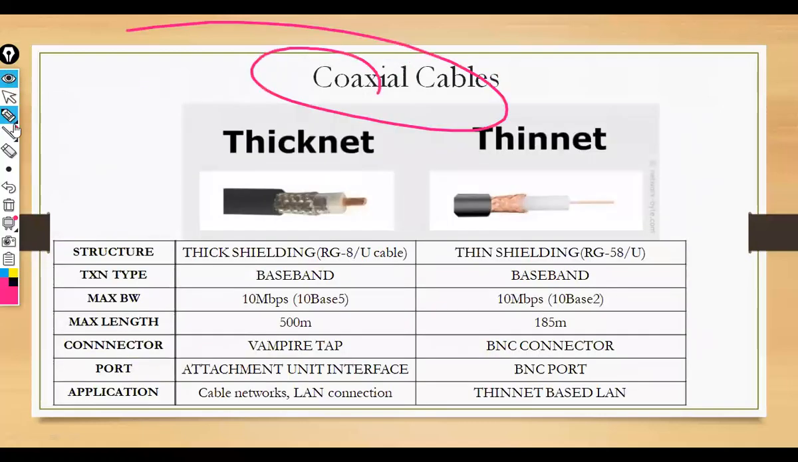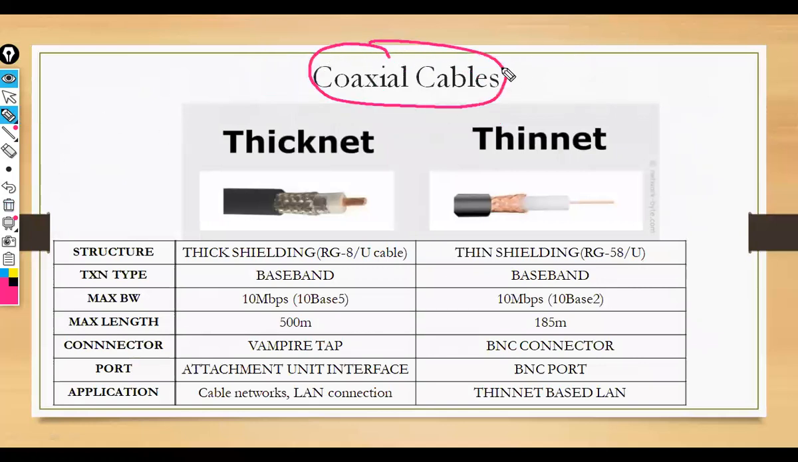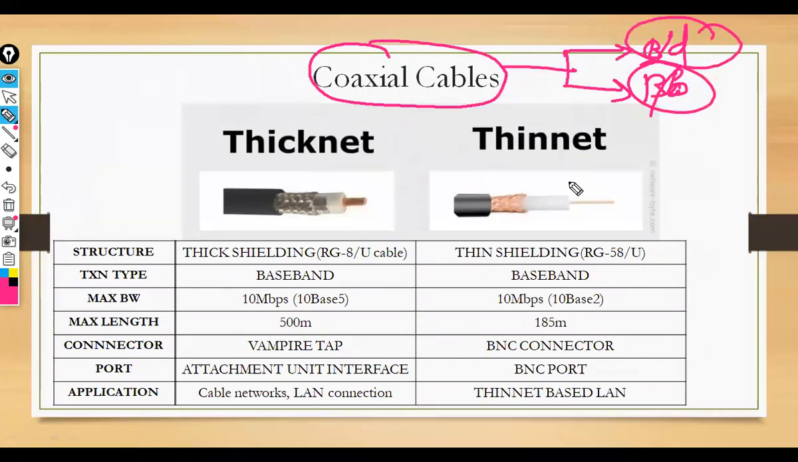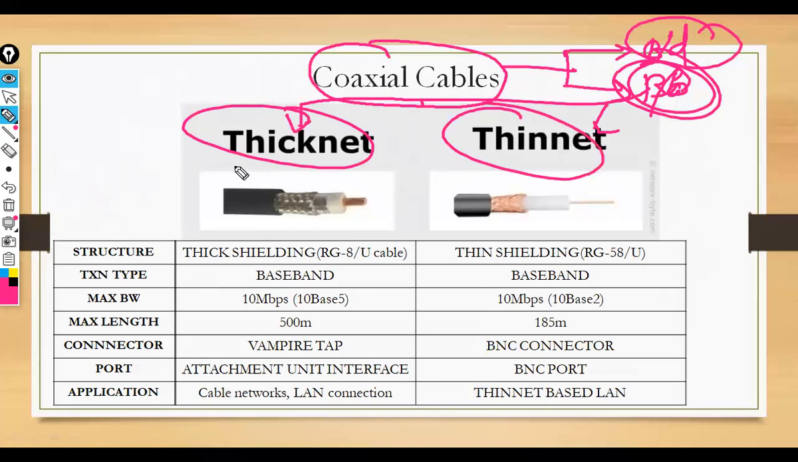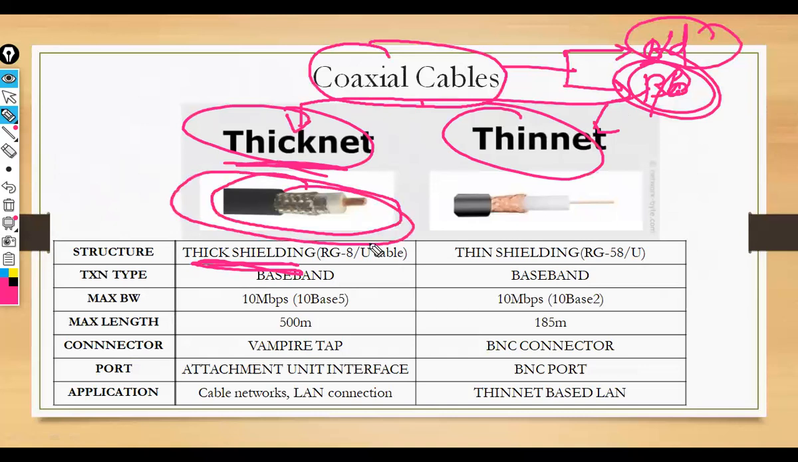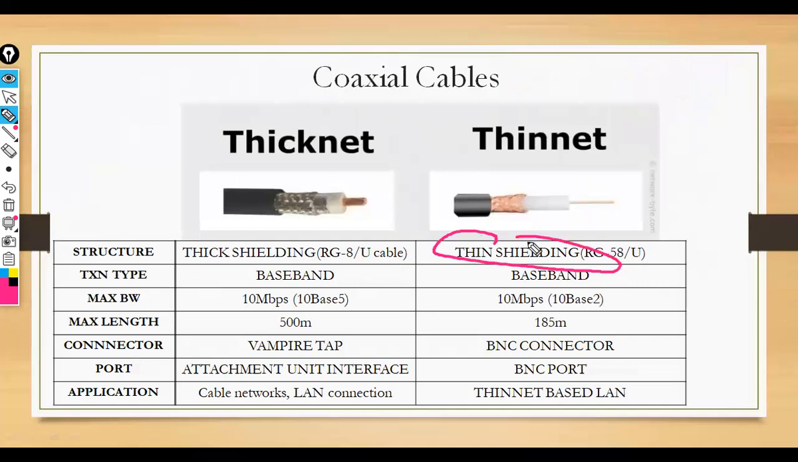The coaxial cable can be divided into two: broadband coaxial cable and baseband coaxial cable. The baseband coaxial cable is again divided into two: thick net and thin net. Thick net has thick shielding, as you can see in the figure, but thin net doesn't have much shielding, only some thin shielding. Both are baseband transmission types, both types of baseband coaxial cables.